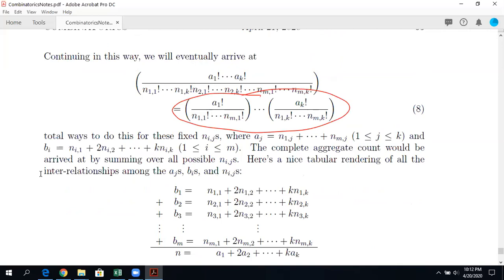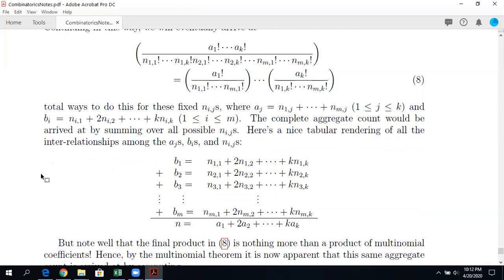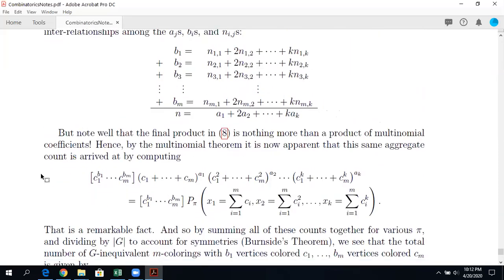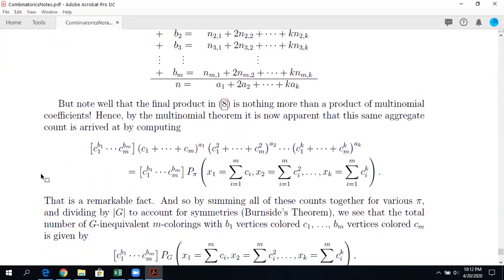You get a whole bunch of CIs raised to various things, and you can literally replace them by the B's that we have in our formula, and it works out real nice. Okay. This notation right here means coefficient of C1 to the B1, etc. Okay, because that's going to be basically our variables. There you go.